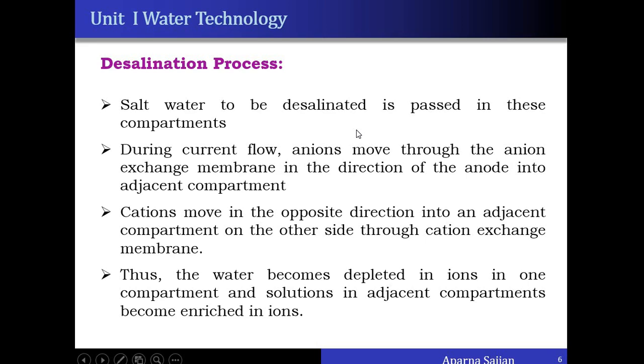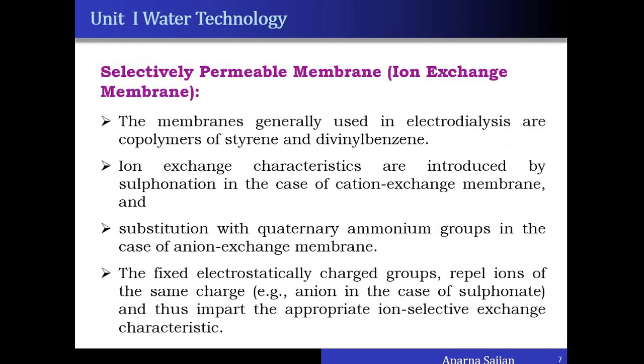Now salt water to be desalinated is passed through these compartments, and during the current flow, anions move through the anion exchange membrane in the direction of anode into the adjacent compartment, and cations move in the opposite direction into the adjacent compartment through cation exchange membrane. So the water becomes depleted in ions in one compartment, meaning water loses ionic impurities in one compartment, and in the adjacent compartment it becomes enriched in ions. That means water becomes more salty. So already the diagram was shown.